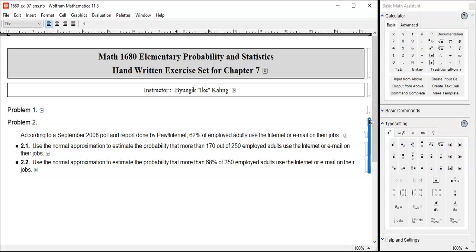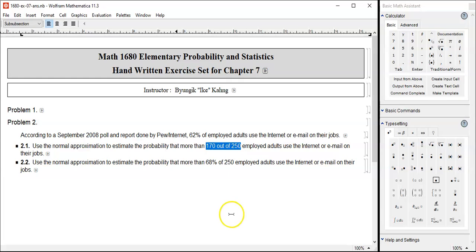Okay, here we go. 2.1 and 2.2. At first glance, they look identical because 170 out of 250 is nothing more than 68%. So at first glance, it looks like 2.1 and 2.2 are identical problems, just written in a different fashion. And I treated it like that in my original lesson videos, and then the answers were the same, and so on and so forth. But in fact, they are different.